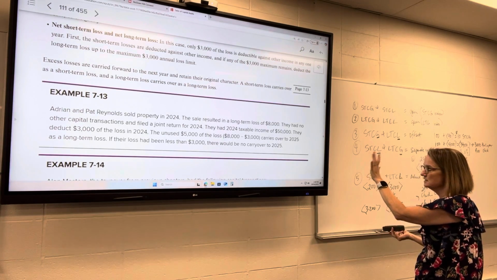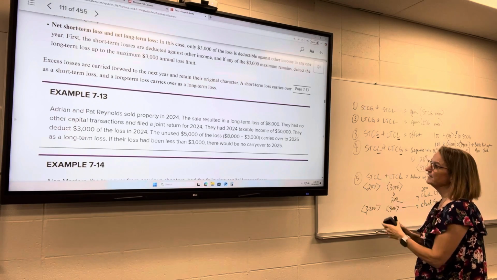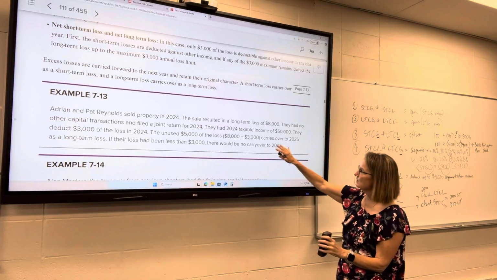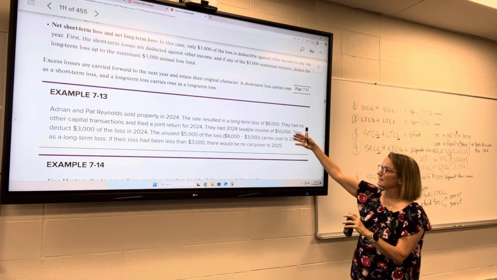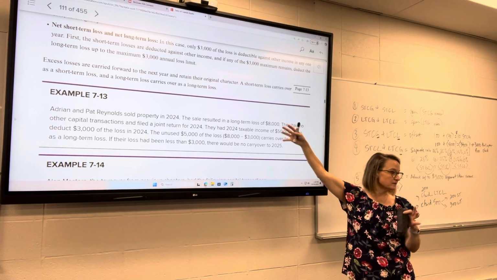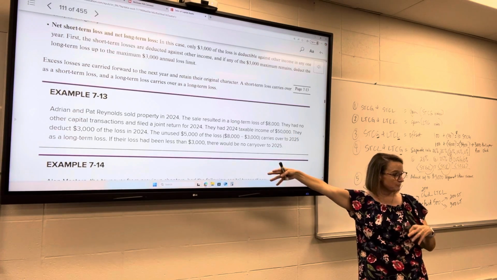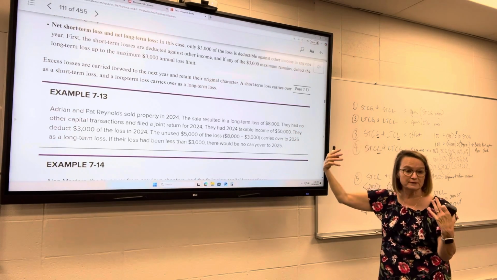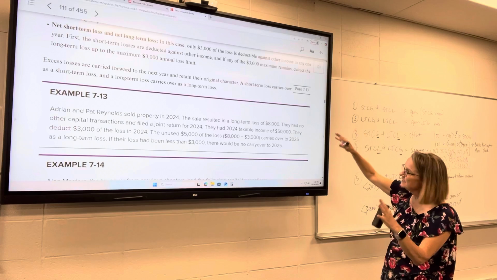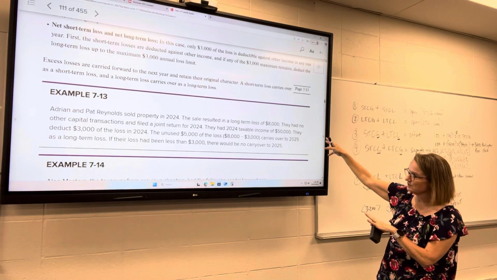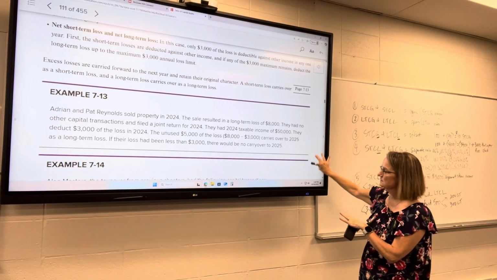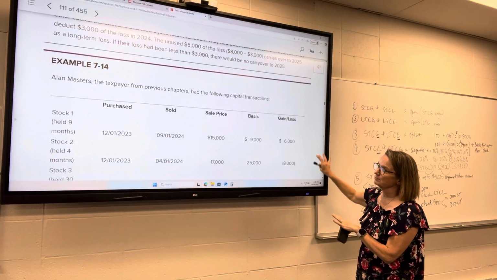So this is a really easy example because they only have one loss. It's a long-term loss. So they're going to get to take up to $3,000 of that to offset other income on their tax return. The $5,000 that's remaining is going to carry forward, and it's going to retain its long-term loss carry forward. Okay, in this case. Now, this one's more complicated.